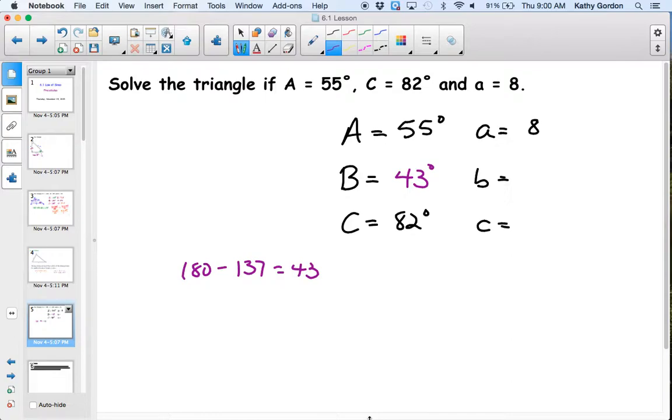Please make sure you put degree signs on them. These are not radian measures, so make sure that you're putting degree signs on those angles. Okay? Olivia, what'd you find next?